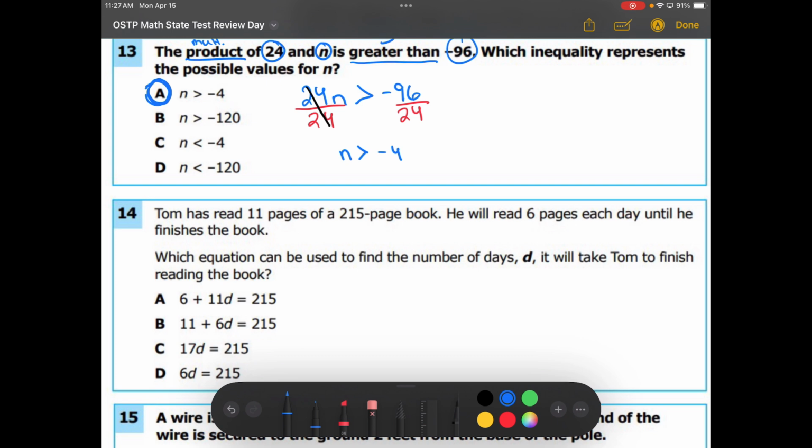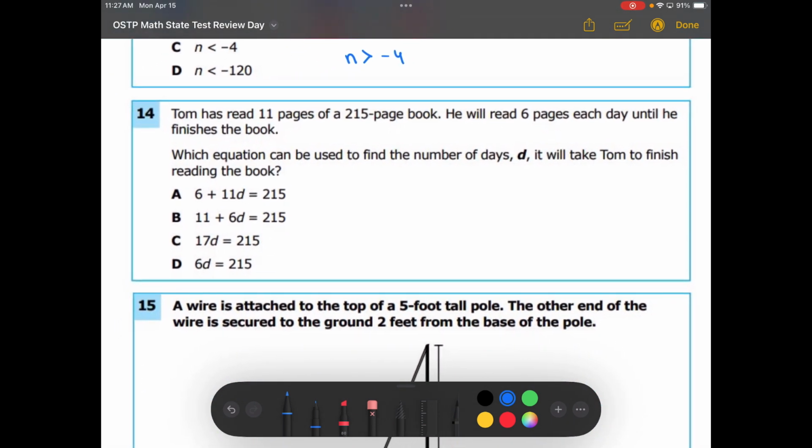Number 14. Tom has read 11 pages of a 215-page book. He will read 6 pages each day until he finishes the book. Which equation can be used to find the number of days, d, it will take Tom to finish reading the book? This is a linear equation word problem. So we are going to be looking for the y equals mx plus b. And we are going to go through each one.